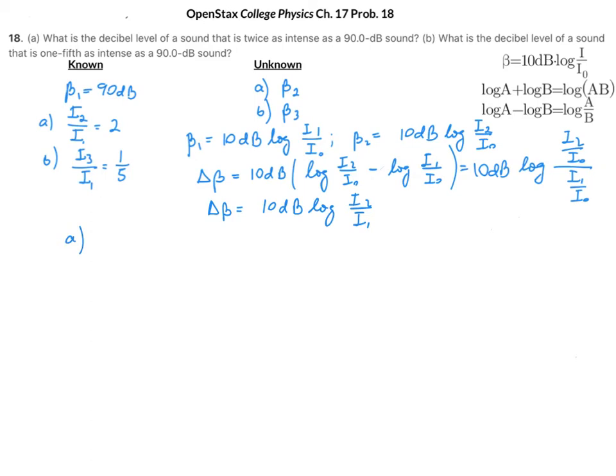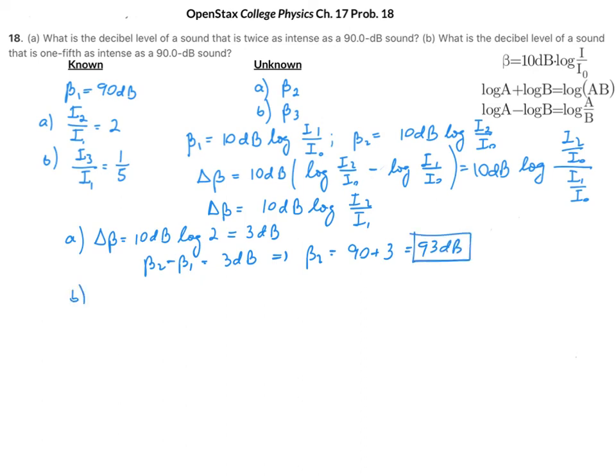In part A, we know that the ratio of the intensities is 2. So delta beta is 10 decibels log base 10 of 2, and we get about 3 decibels. Since beta 2 minus beta 1 is 3 decibels, that means that beta 2 will be 90 plus 3, or 93 decibels.